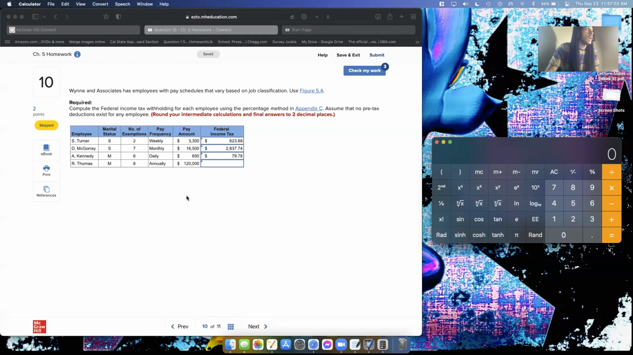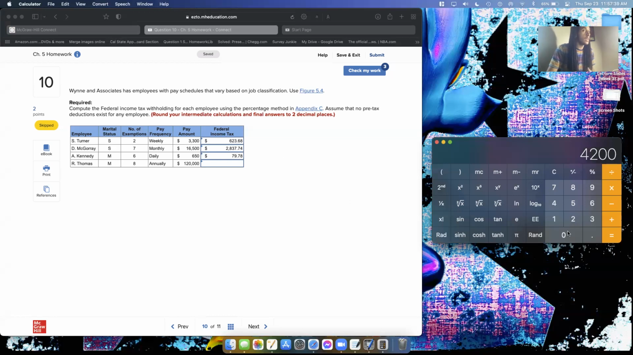And finally, we have R. Thomas. R. Thomas is married with 8 withholding allowances / exemptions, is paid annually, which means he's paid once a year, and he's paid $120,000. I hope that's enough to cover all the bills if you're waiting a year to get paid. Just saying. Anyways, so again, what do we see here? We see that R. Thomas is paid annually. So if we go to page 403, you will see that the amount for withholding allowances annually is $4,200.